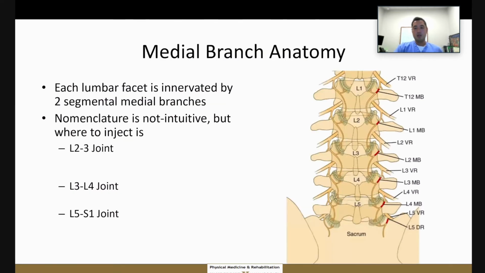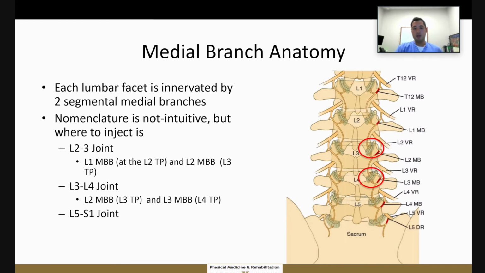And so each facet joint has two medial branches that innervate the facet joint. It can be very confusing when you're thinking about numeration for the lumbar spine. But when you think about the different facet joints, just know that there's two medial branches that innervate it here.